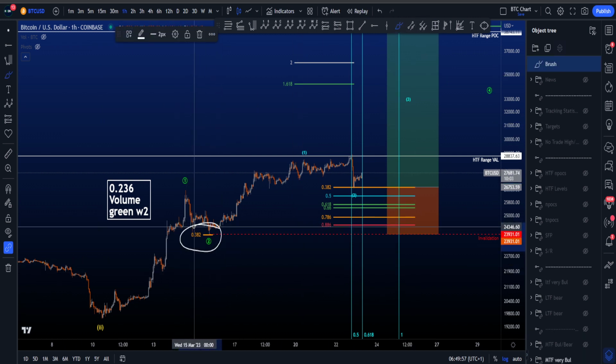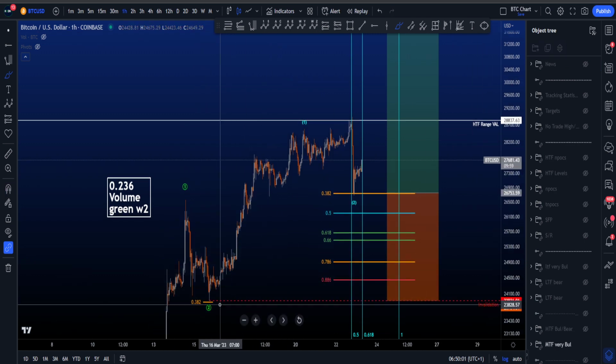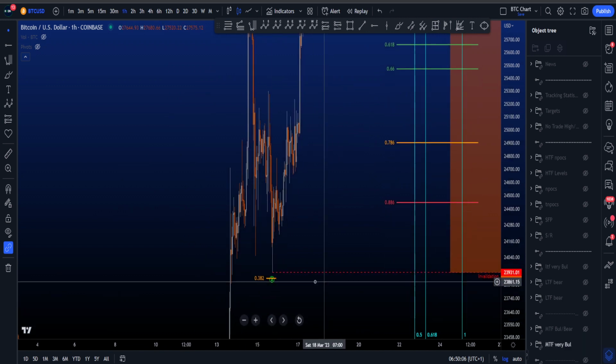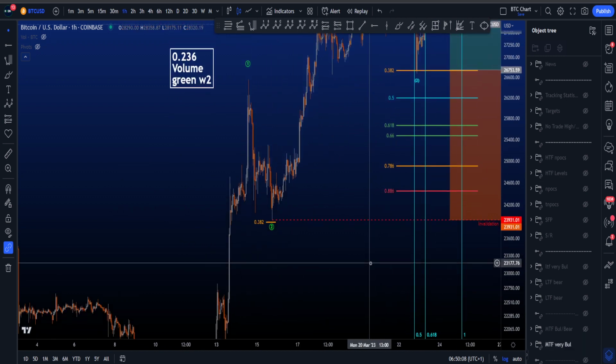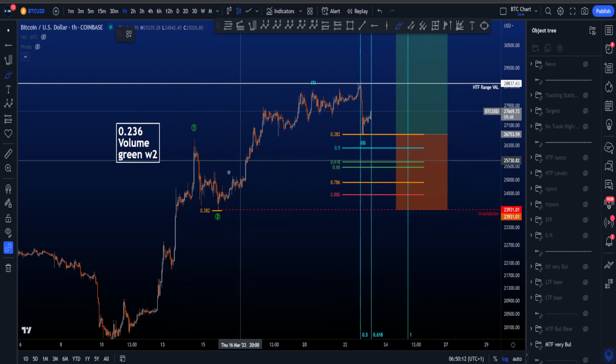The wave 2 over here did not hit the 0.382. It looks like it, but if I zoom in just a little bit, you will see that this wave 2 actually missed out on hitting the 0.382 fib, which usually is a minimum target for a wave 2. So that is actually very, very rare.